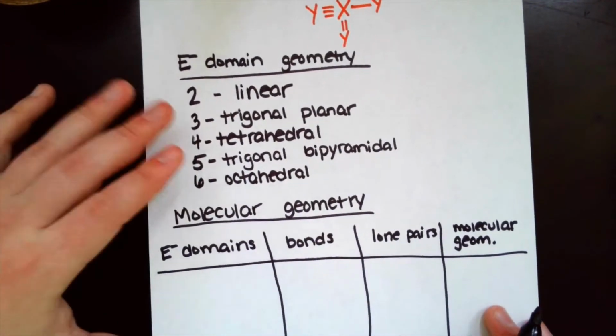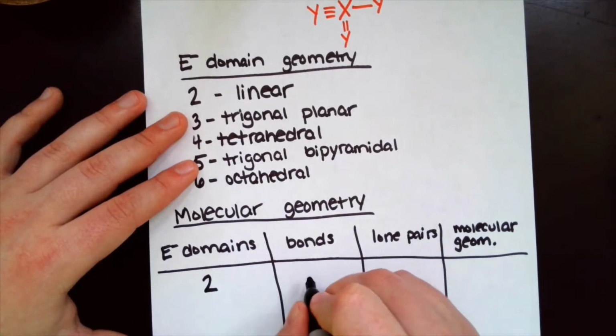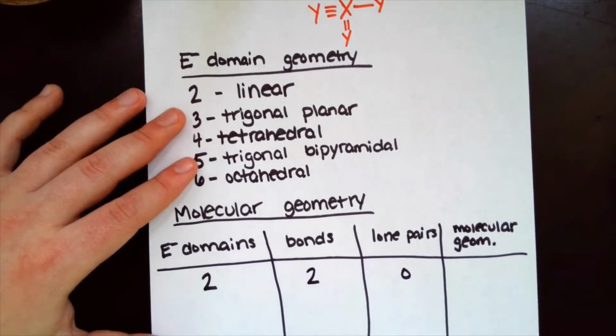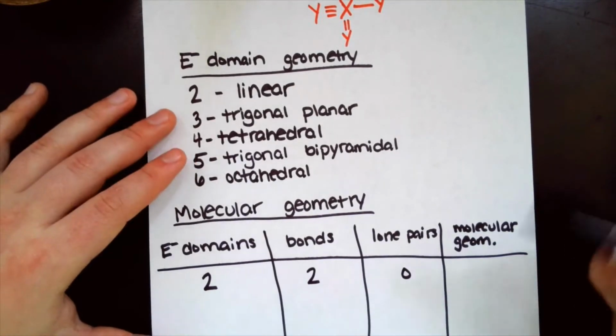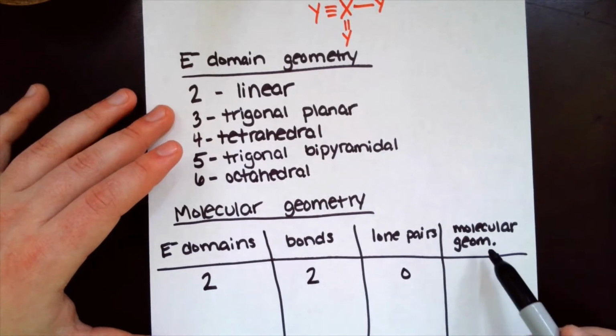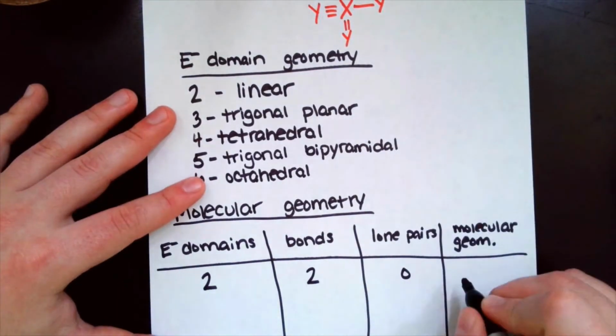So first, if we have 2 domains, and they're both bonds, that means obviously we have no lone pairs. So, one thing to keep in mind, if every single domain is a bond, the molecular geometry is the exact same as the electron domain geometry. So this would be linear.